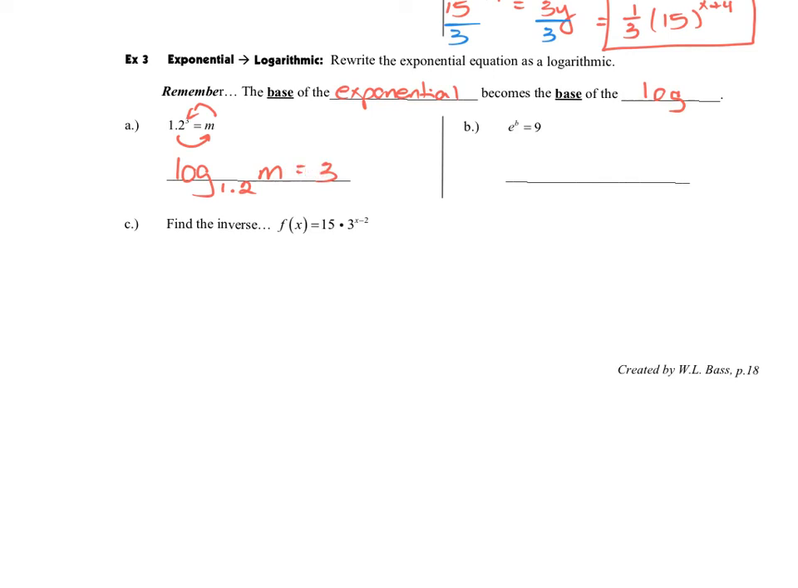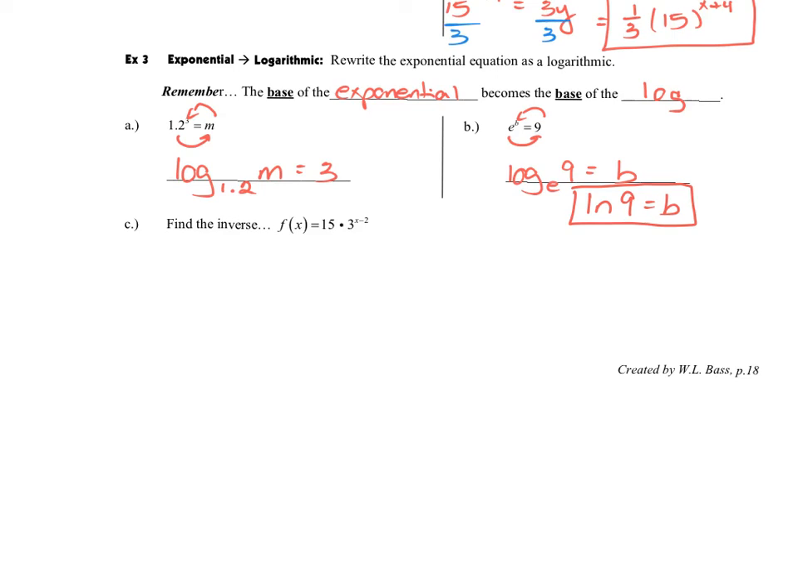We can do one more here. Thinking that circle first. So this is going to become a log base e of 9 equals b. And then just a little bit of review from our lesson last time that this log base e can also be written as a natural log. So I could write this same answer as the natural log of 9 equals b. And that's probably the more common form that you'll see.